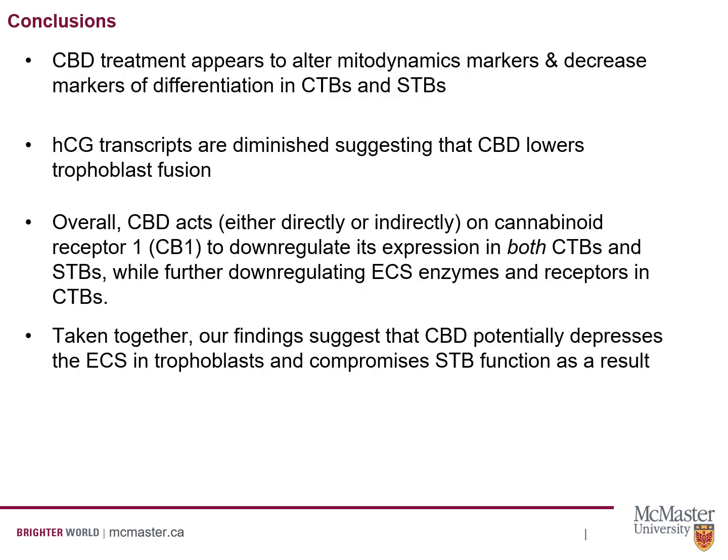So in conclusion, the CBD treatments appear to be altering mitochondrial dynamics markers and decreasing markers of differentiation in cytotrophoblasts and syncytiotrophoblasts. We also see that HCG transcripts are diminished, suggesting that CBD lowers trophoblast fusion and therefore their function. Overall, CBD acts either directly or indirectly on cannabinoid receptor 1 to downregulate its expression in both CTBs and STBs, while further downregulating ECS enzymes and receptors in the CTBs. Taken together, our findings do suggest that CBD potentially depresses the ECS in trophoblasts and compromises syncytiotrophoblast function as a result.